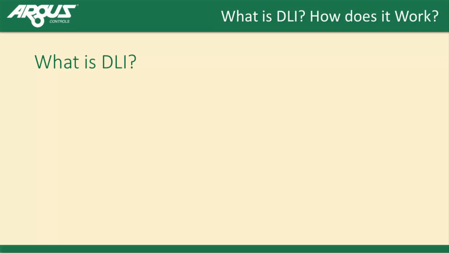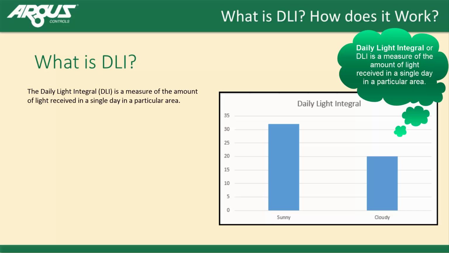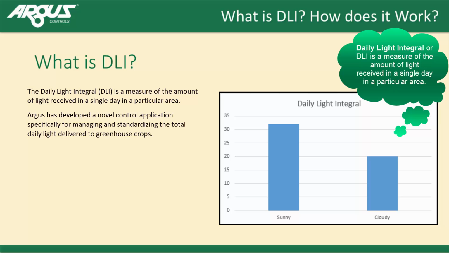What is DLI? How does it work? The daily light integral, or DLI, is a measure of the amount of light received in a single day in a particular area. Argus has developed a novel control application specifically for managing and standardizing the total daily light delivered to greenhouse crops.